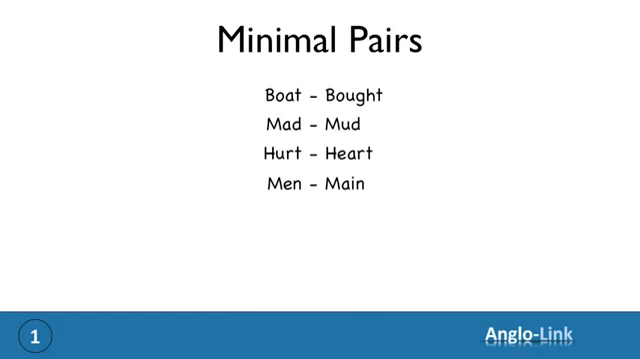Let's look at some examples. These are called minimal pairs, by the way. Same consonants, different vowels. Minimal pairs. Boat and bought. Mad, mud. Hurt, heart. Men, main. Than, then. Bit, bet.